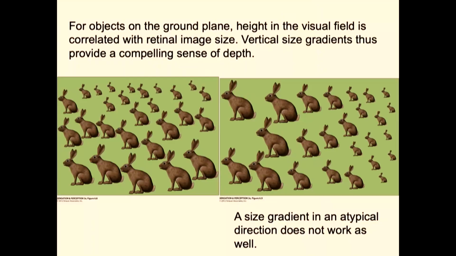This is an example of a texture gradient, in the sense that you have all these repeated elements and the texture changes in some systematic way that's consistent with something receding in depth. And those are actually super common.